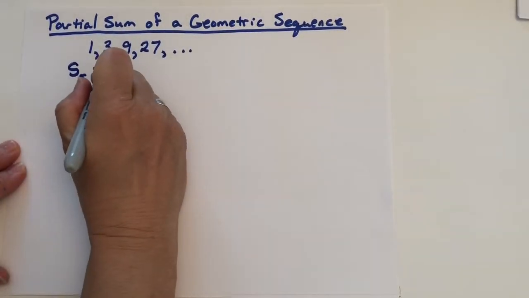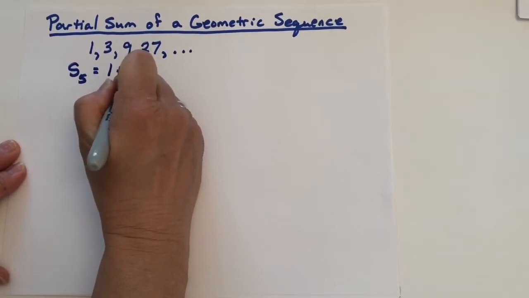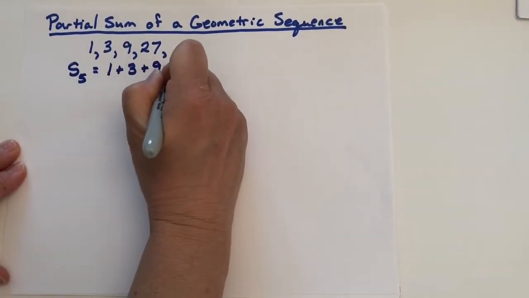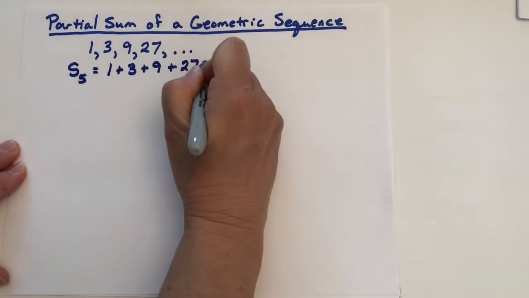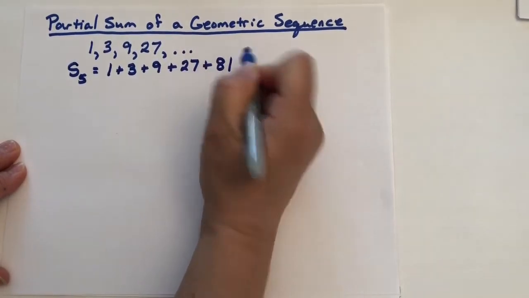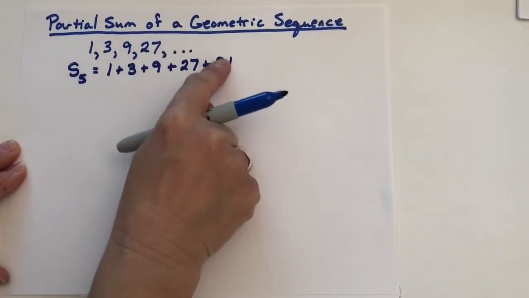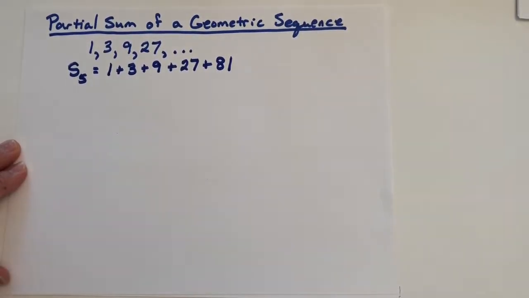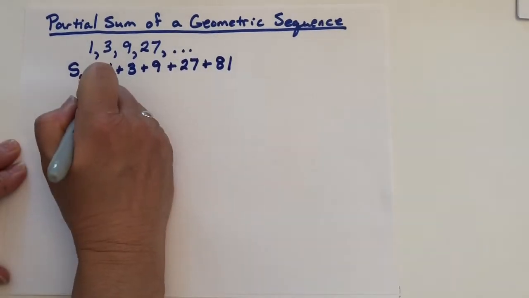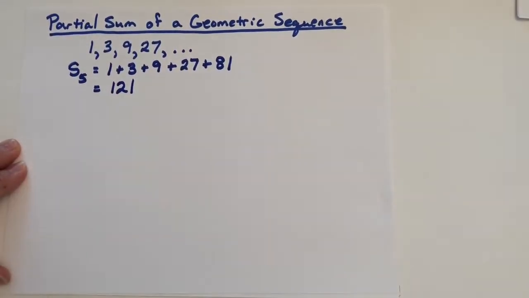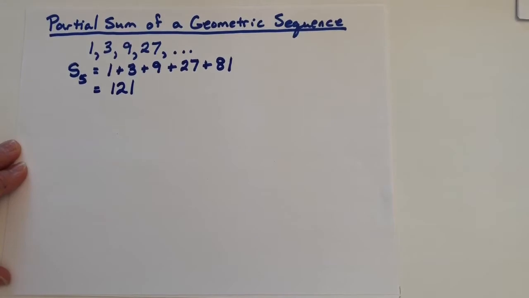All we need to do, remember, is to write the first 5 terms of the sequence down and add them together. And notice I just multiplied 27 by 3 to get the fifth one. And you can do the arithmetic here and find that the answer is 121. But I want to show you an alternate way to get that answer, because it's going to get us to the idea of a formula for the nth partial sum of a geometric sequence.